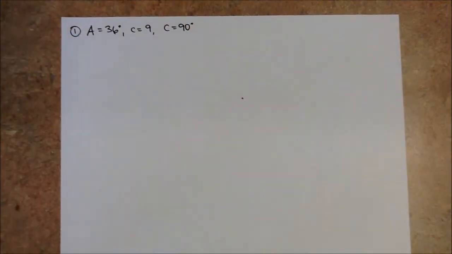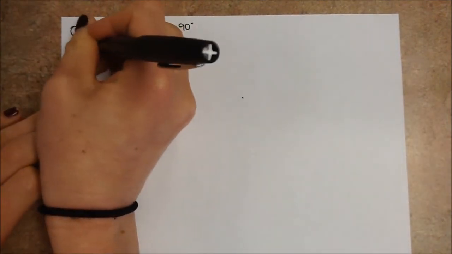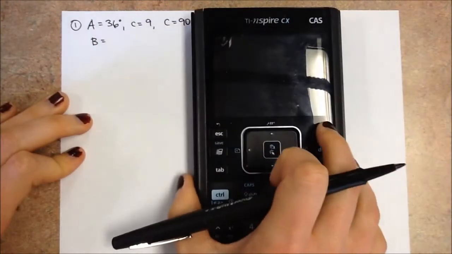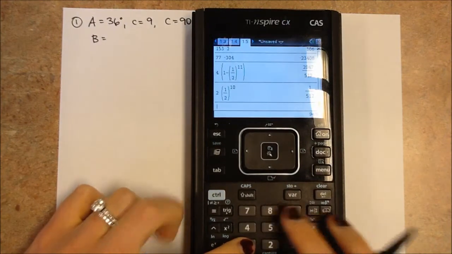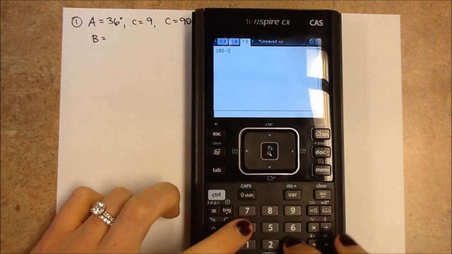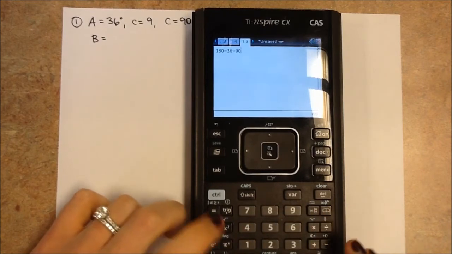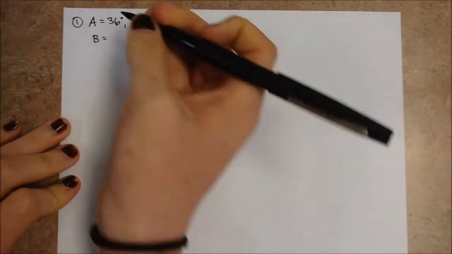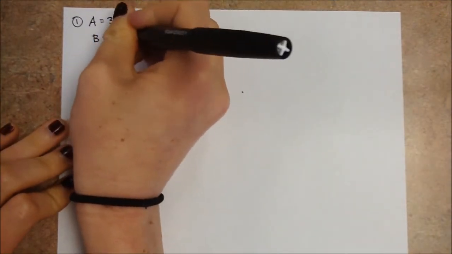So the first thing that we can find is angle B. That's going to be the easiest one to find. We know that all angles of a triangle add up to 180 degrees. So start with 180, subtract 36 for A, subtract 90 for C, and that leaves us with 54 degrees for B. And then we can find one of the missing sides.